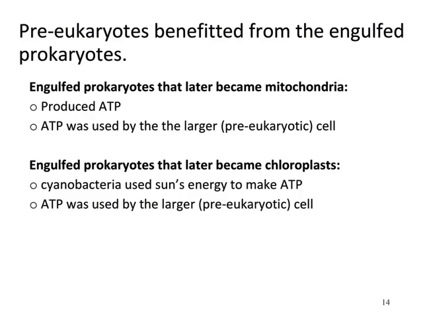Engulfed prokaryotes that later became chloroplasts were the cyanobacteria. And you remember the cyanobacteria used the sun's energy to make ATP, and then that ATP could be used by those larger cells that had engulfed those cyanobacteria. And then the cyanobacteria evolved into the chloroplasts.